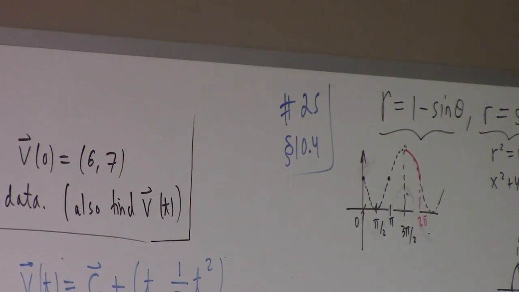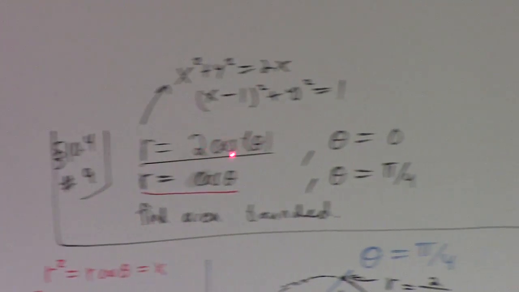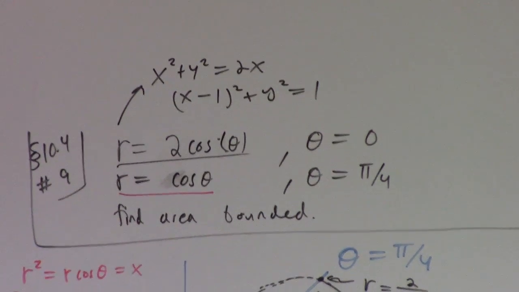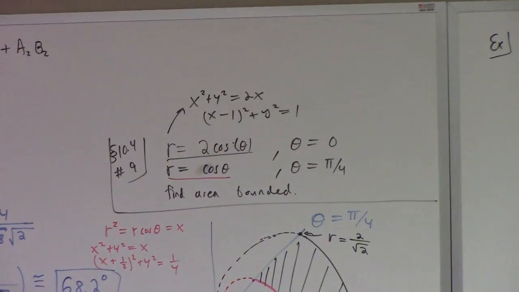Another example I thought was useful to look at was this number 9 from 10.4. You're supposed to find the area between r equals cosine theta and r equals 2 cosine theta between the rays theta equals 0 and theta equals pi over 4. It's a really pretty problem. So cosine theta, I will graph that one first of all, the rays theta equals 0, theta equals pi over 4.